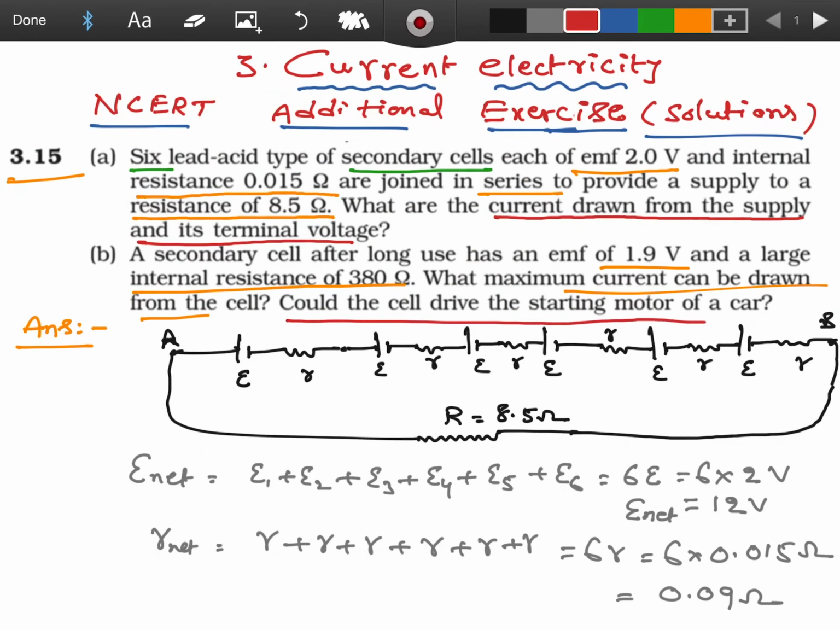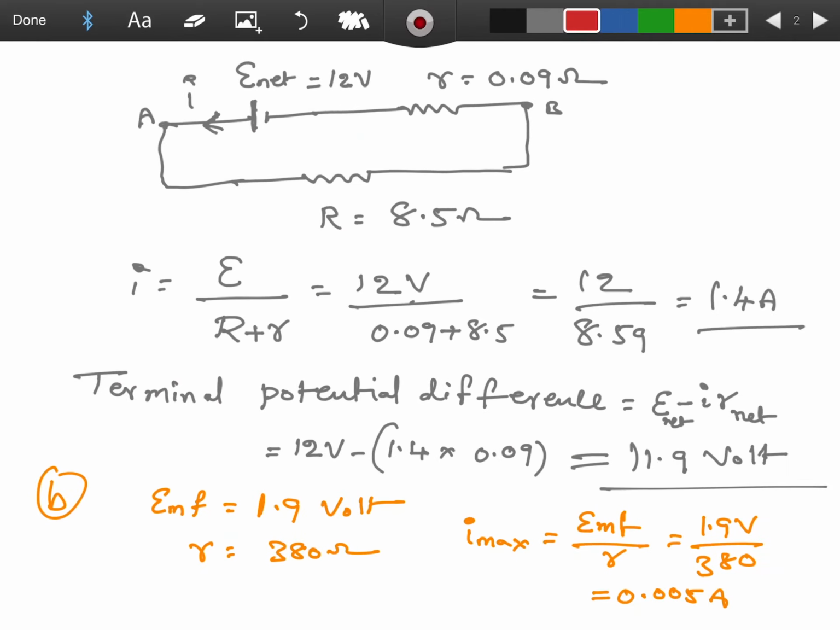could the cell drive the starting motor of a car? This secondary cell, will it start the motor of a car? See, one thing here, the starter motor requires a large current. Actually it needs approximately 100 ampere of current in very few seconds. But here the maximum current is only 0.005 ampere. Then it is not possible to drive the starting motor of a car with this cell.